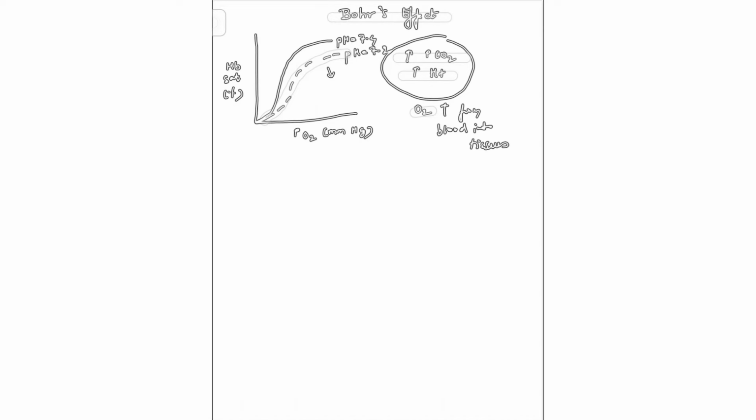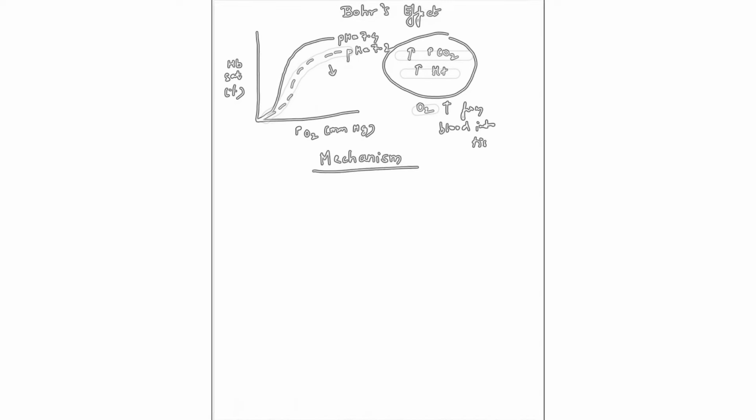Now, let us see the mechanism of Bohr's effect. For that, let us quickly draw a blood vessel. So this is a blood vessel. Now let us draw a tissue. The blood vessel is passing through the tissue. So let me shade a green portion which will represent the tissue. So this is the tissue.